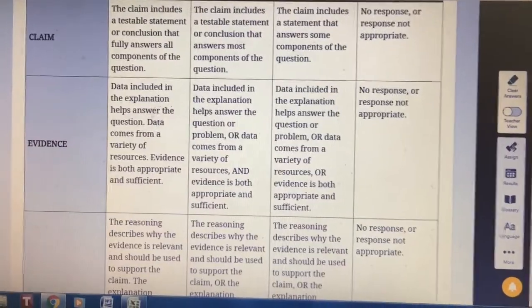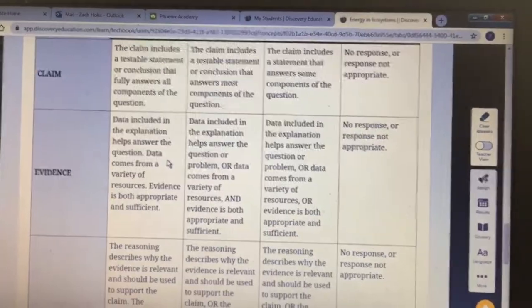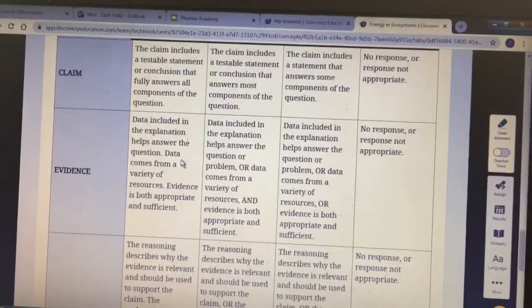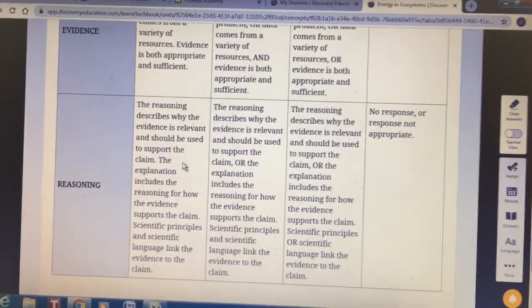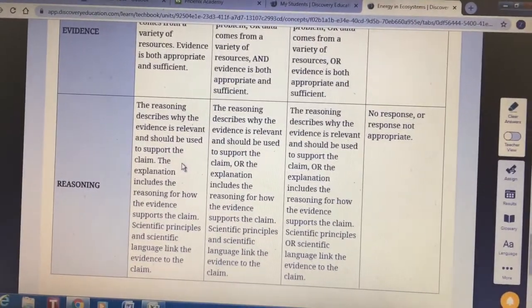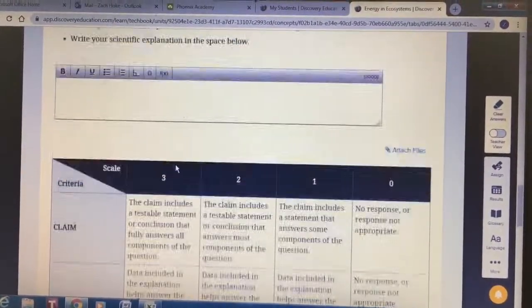Okay, then you provide evidence to back up your claim. Again, it comes from a variety of different types of sources, mostly from what you've learned from the Explore section. And then lastly, the reasoning, okay, which describes how your evidence is relevant and supports the claim. Okay, and that's all you have to do with this assignment.